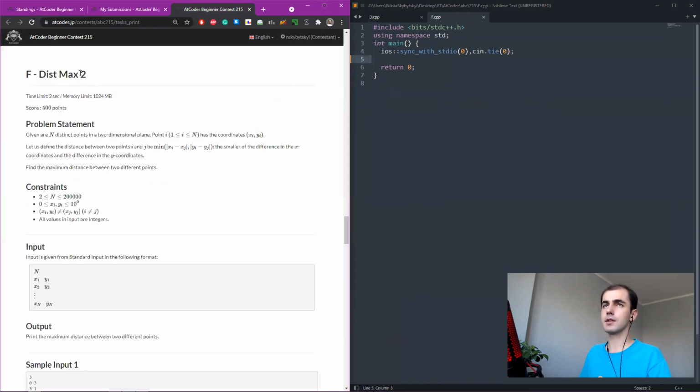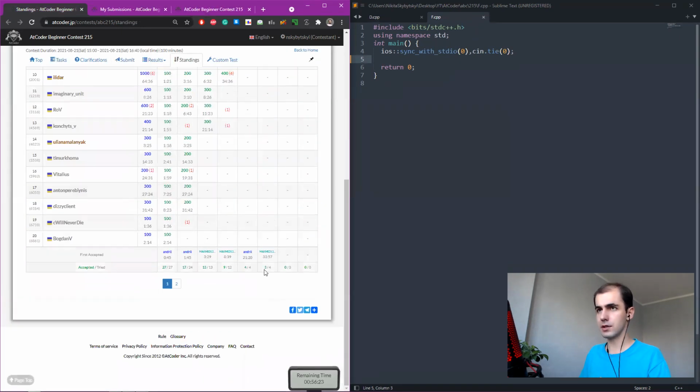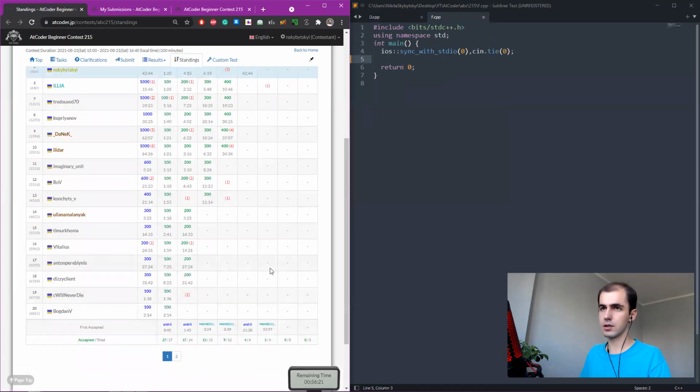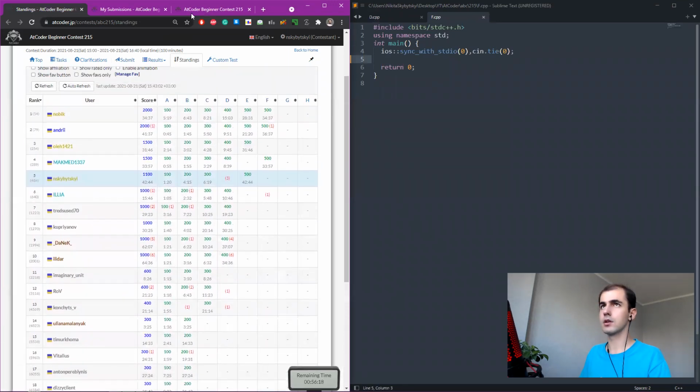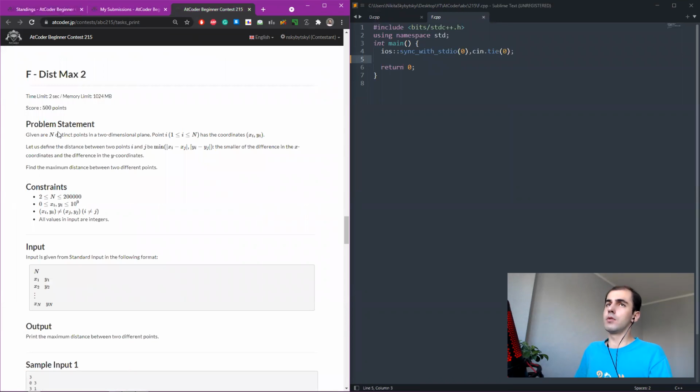Let's see. Dist Max, actually, what is the number? So given n distinct points in a two-dimensional plane, point i has coordinates xi, yi. Let us define the distance between points as the minimum of the coordinate differences. Find the maximum distance between two different points.